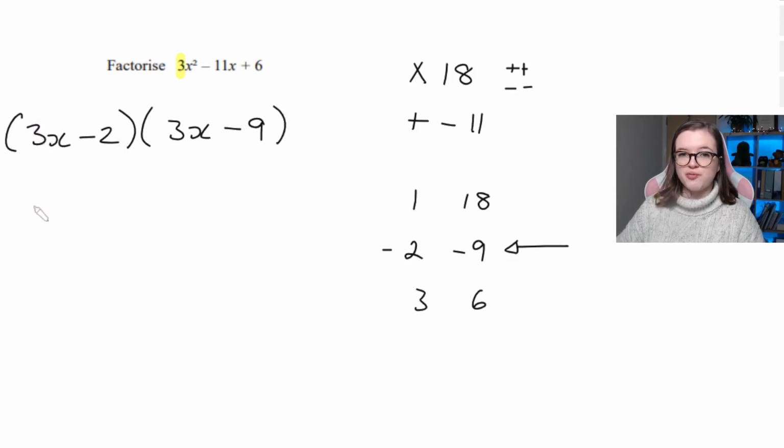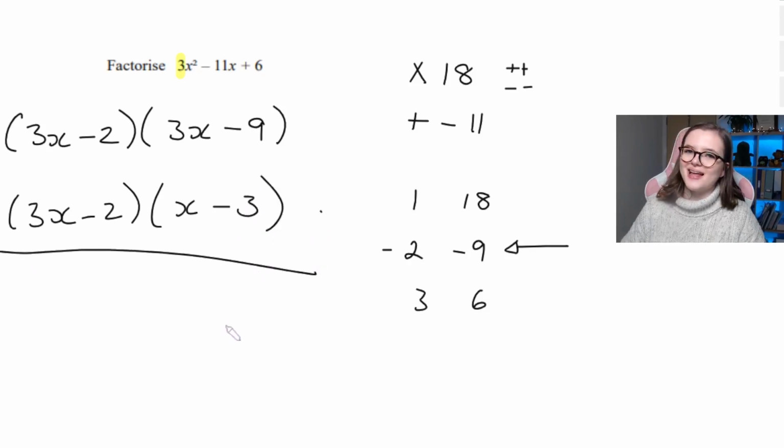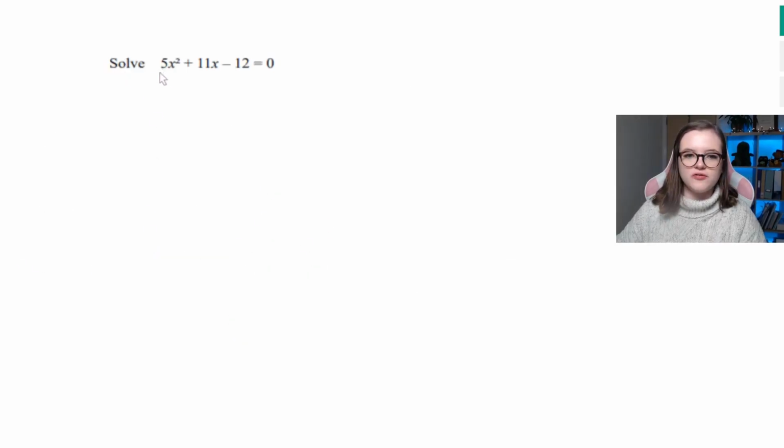Both 3 and 2 are prime, so nothing can go into both of those, apart from 1. That's not going to change it, is it, if I divide it all by 1? So 3x minus 2 stays. And then from here, we can divide both of these by 3, can't we? They're both multiples of 3. So divide it by 3, we get x minus 3. And that is that.